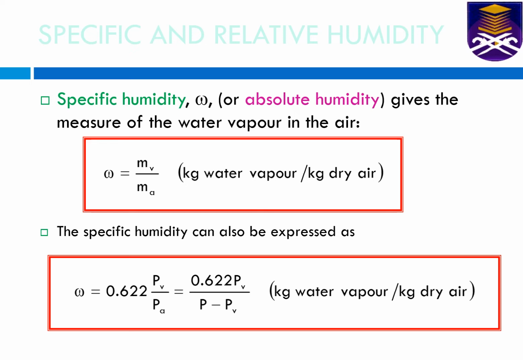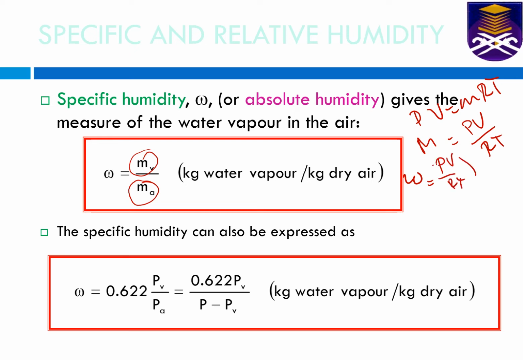From this equation, if we take the ideal gas equation of state, PV equals mRT, then the mass is equal to PV over RT. Thus omega, the specific humidity, is the mass of the water vapor over the mass of the dry air. So we take PV over RT for the water vapor, over PV over RT for the dry air.